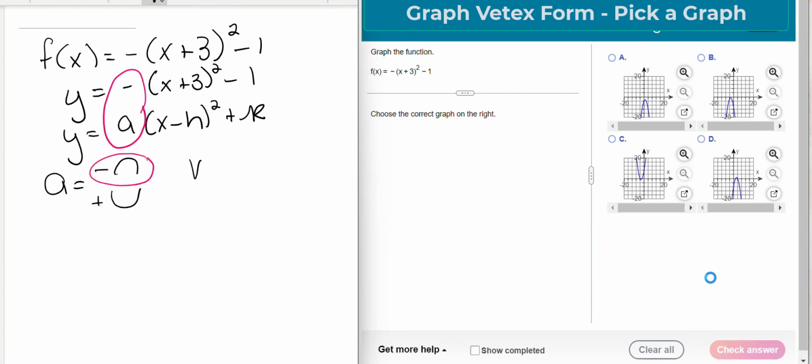Then we're going to look at our vertex. Now the vertex is (h, k). Remember, it's the opposite of what we see for h. So we see a positive 3, we're going to write negative 3. And then my k is negative 1. So let's use that information to figure out which one is the correct graph.